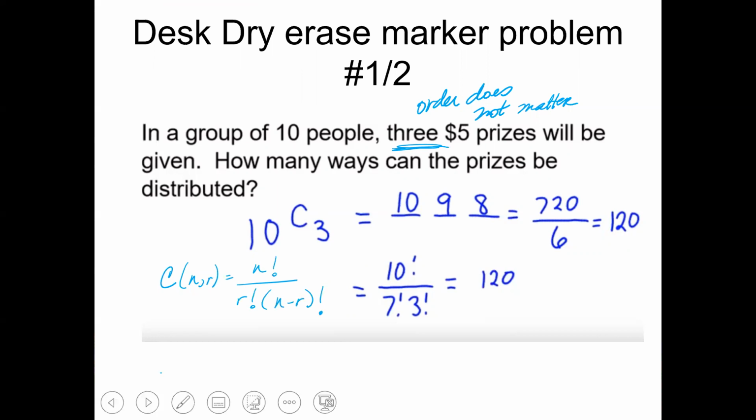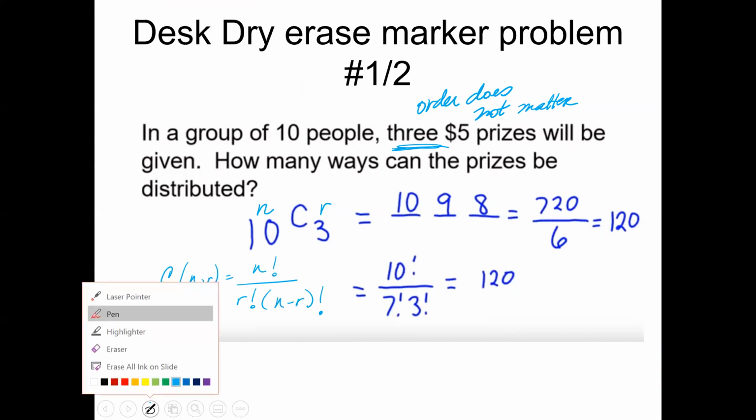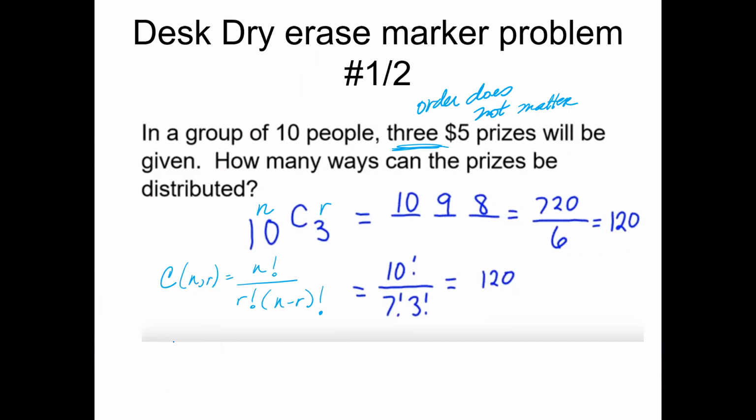So you know that your n is going to be your 10, your r is going to be your 3. So then let's go ahead and plug this into the formula. So I have C(10, 3) equals n factorial, which is 10 factorial, over r factorial, which is 3 factorial, over (10 minus r) factorial, which is 7 factorial. So let's go ahead and extend this.